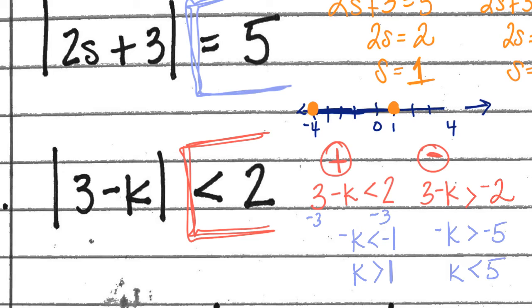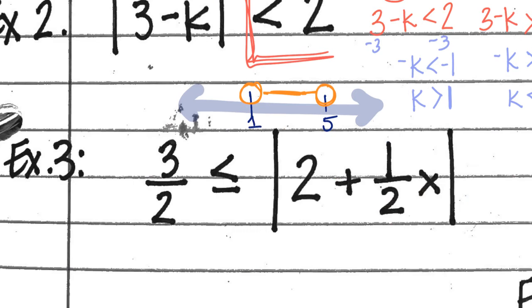K is greater than 1, K is less than 5? Yes. All right, I have to graph. So I'm going to show my graph. Hey, look at that. Totally didn't mean to do that, but that's okay. I'm going to show 1. I'm going to show a 5. Open or close circle on 1? Open. Going which way? Open or close circle on 5? Open. Going to the left. Go ahead and try this one, guys.